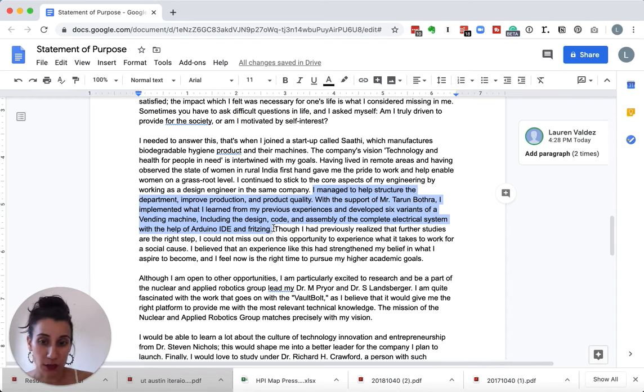Same thing with this vending machine. It's great. You completed a vending machine, but what was unique about it? How was that vending machine executed? What outcomes did it lead to? How was that vending machine different or unique or innovative or special? Like tell the reader what the win is of having done that.